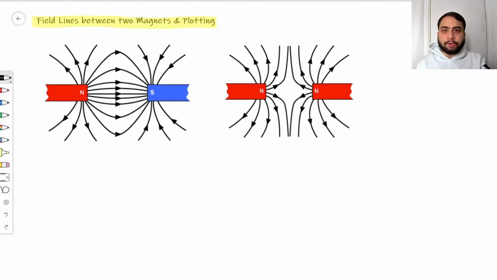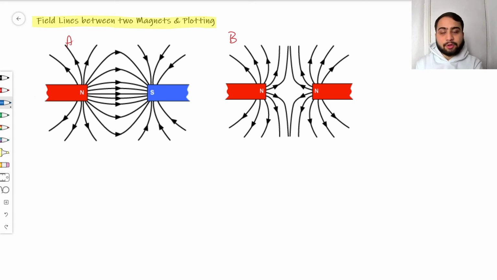Okay, so we've just looked at the field lines around a single magnet. Now let's have a look at the field lines between two different magnets. Okay, so I have two sets here, set A and set B of magnets, right? Set A has a north pole and a south pole, and set B has north and north. Okay, so let's have a look at how the field lines differ.